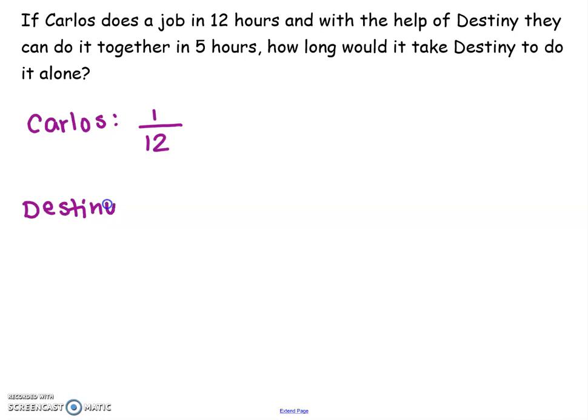So Destiny, and with the help of Destiny, they do it in 5. How long would it take Destiny to do it alone? Well, we don't know how long Destiny takes. So Destiny can do one job in, we don't know, X hours. But we do know together that they can do one job in 5 hours.